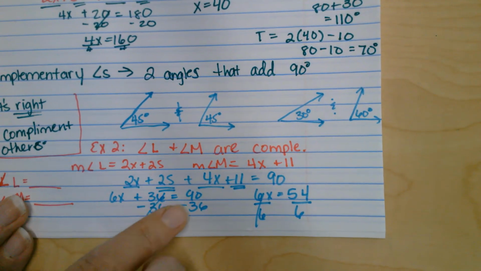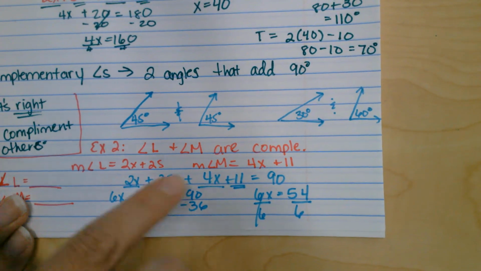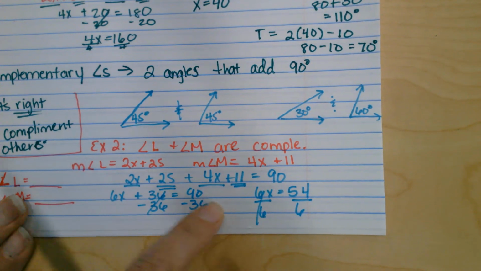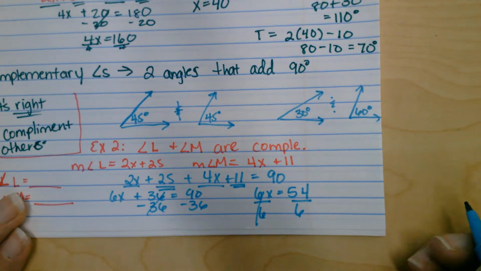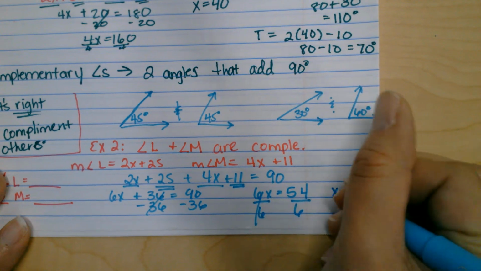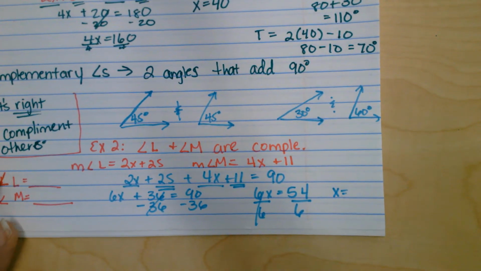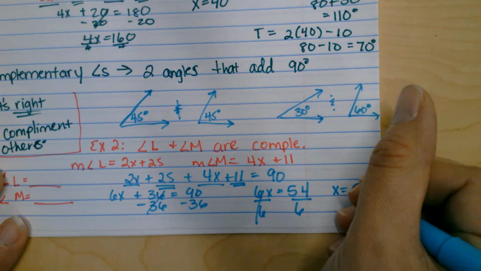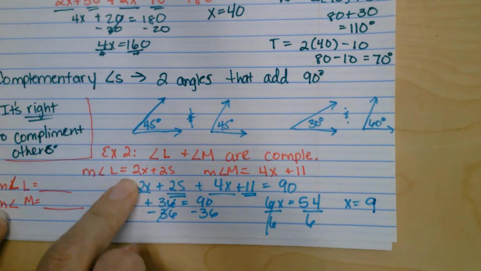I always have to remember to borrow or carry the one. I like to think of it like what plus 36 will get you 90. And so then you have to borrow or carry. Anyways, mental math. It's fun. Is that 9? Okay, I almost said 7. Okay, so x is 9, and then we plug it in.